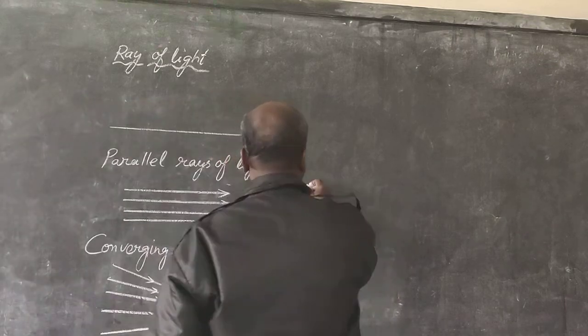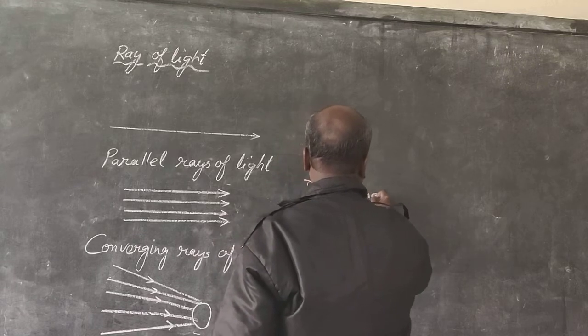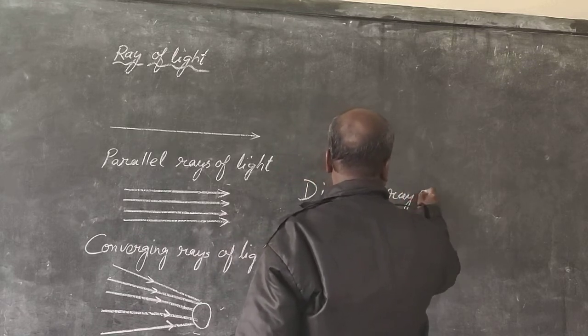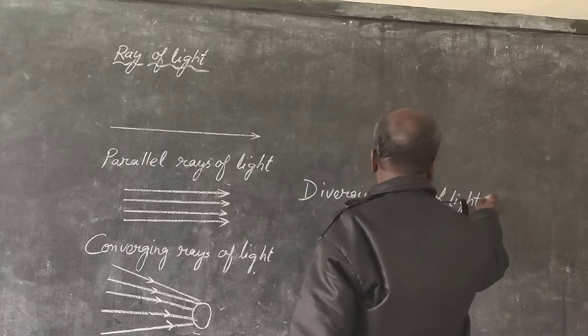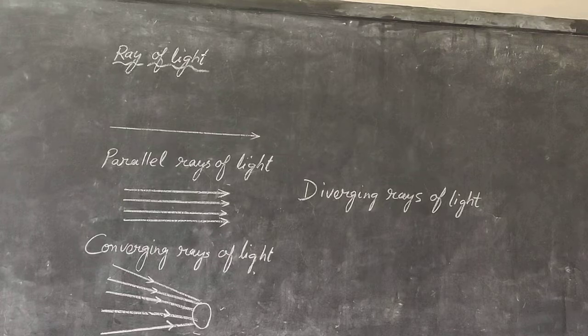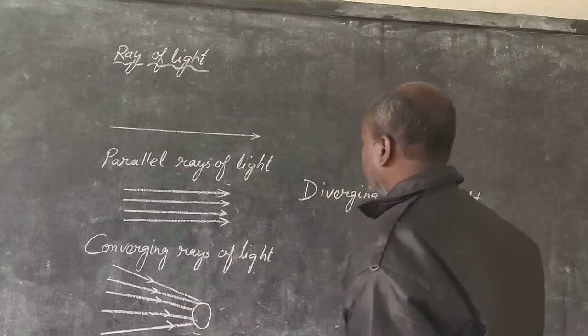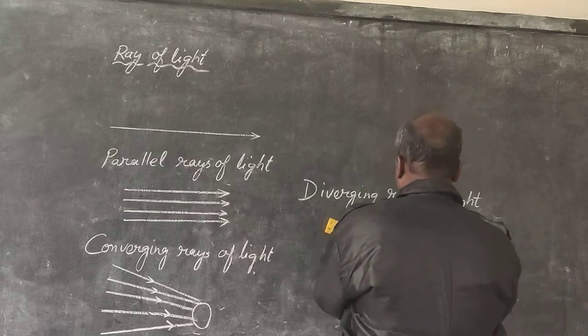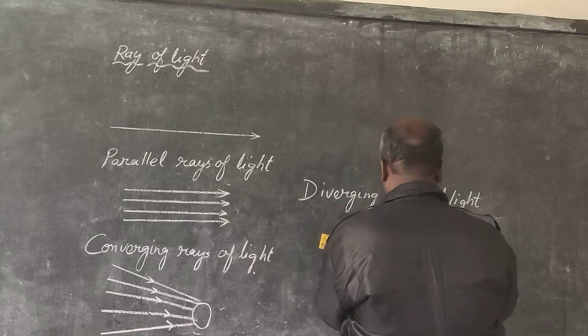Like that, we have diverging rays of light. Diverging rays of light. This is the opposite of converging rays of light. Here, from one point, let me draw this, then I will explain.